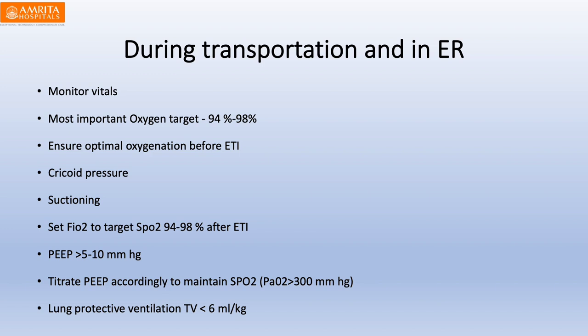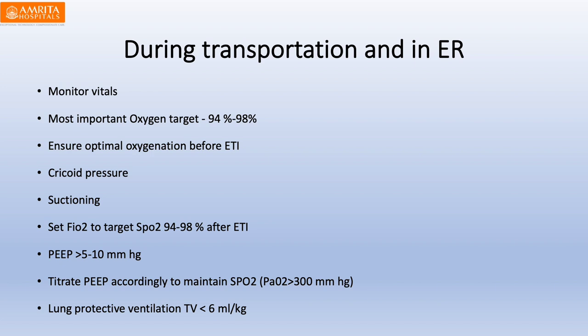So cricoid pressure, again in RSI, has been removed for routine use, but in this situation where you are suspecting a high chance of aspiration, you can still go ahead with your cricoid pressure. That may make your intubation difficult, but cricoid pressure holds good, and suctioning the airway with a proper Yankauer suction device is again one of the most important priorities. And set an FiO2 to target an SpO2 of around 94 to 98%.